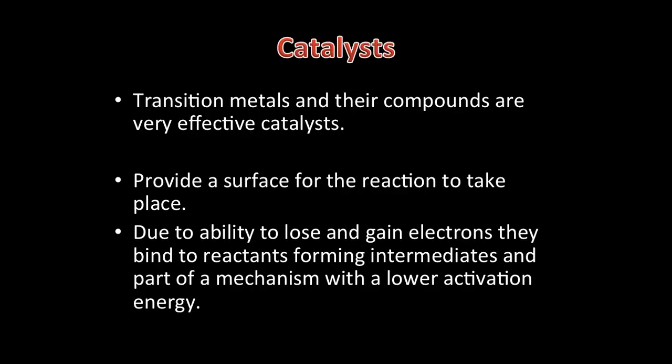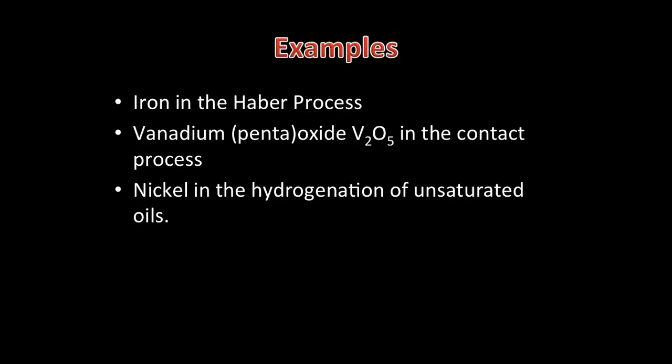Again, you need to know very little detail about how transition metals act as catalysts. I've never seen a question asking how a catalyst may work, however it may be useful to know a few examples. Iron is used in the Haber process, which is the production of ammonia. It just acts as a surface for the hydrogen and nitrogen to come together on. Vanadium oxide is used in the contact process, which is the manufacture of sulfuric acid. And finally, the addition of hydrogen to unsaturated vegetable oils to form more saturated oils or margarine uses nickel.